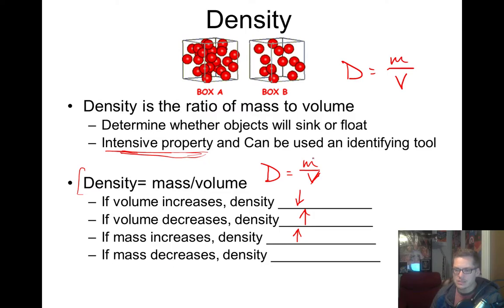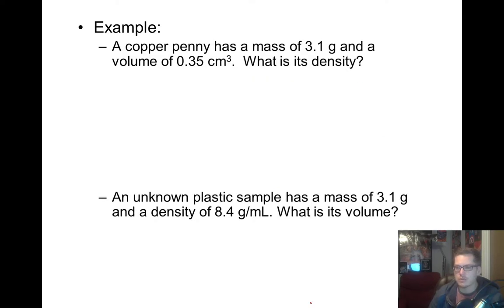And if our mass is decreasing, if our mass gets smaller but our volume remains constant, that means we're dividing a much smaller number, so our numerator gets smaller, so our density also goes down. So density is inversely related to volume and directly related to mass. Let's just do a couple practice problems here.